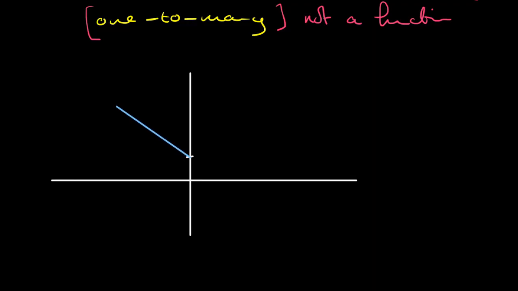Graph will look something like that. Okay. So since this is one-to-one, you want to write something like, since f is one-to-one, it can be inverted.